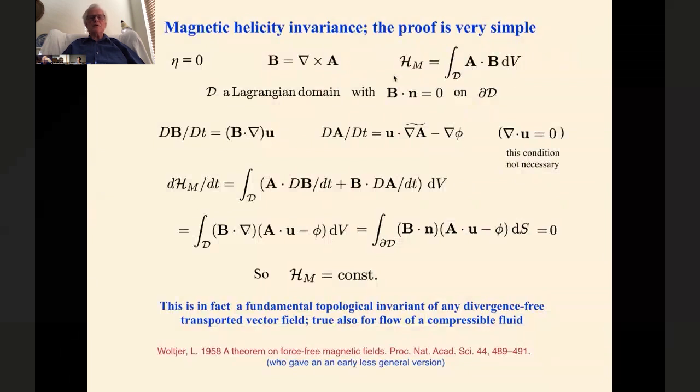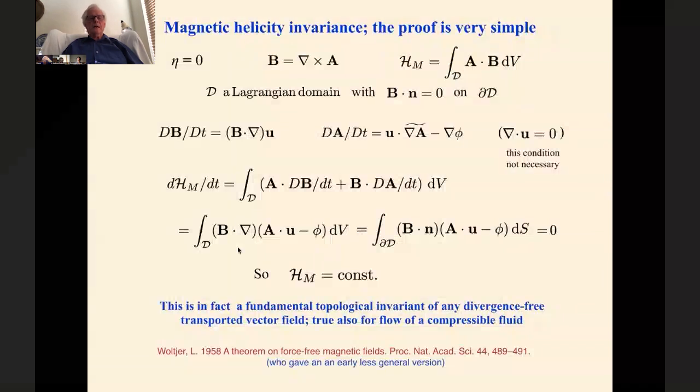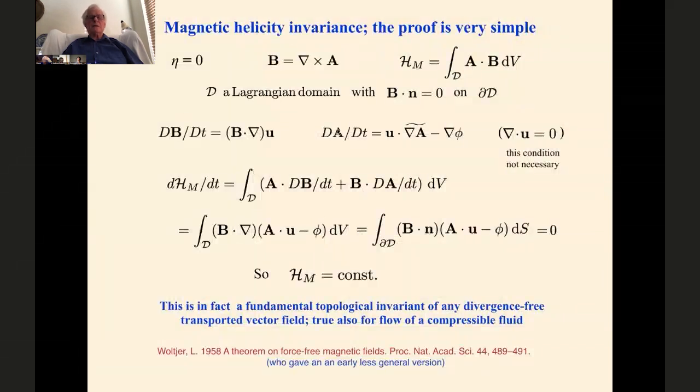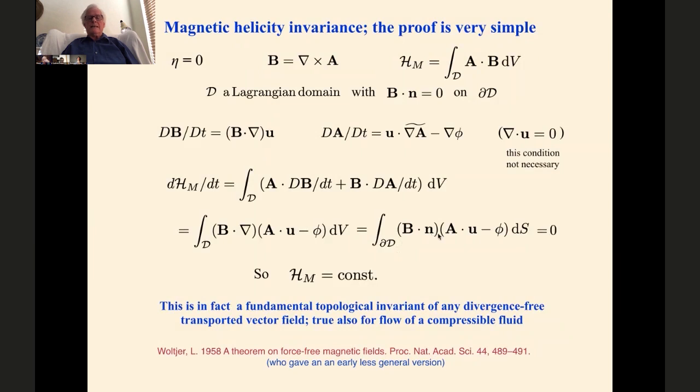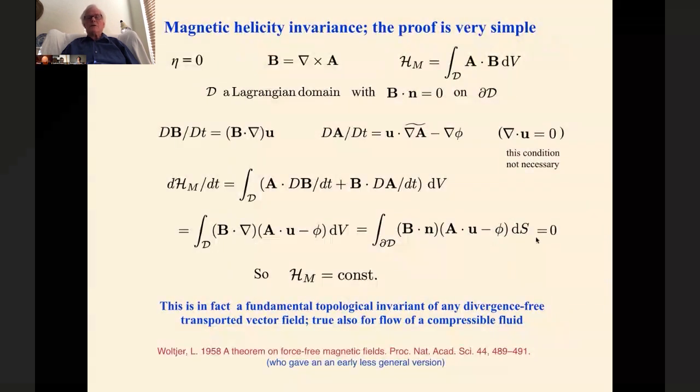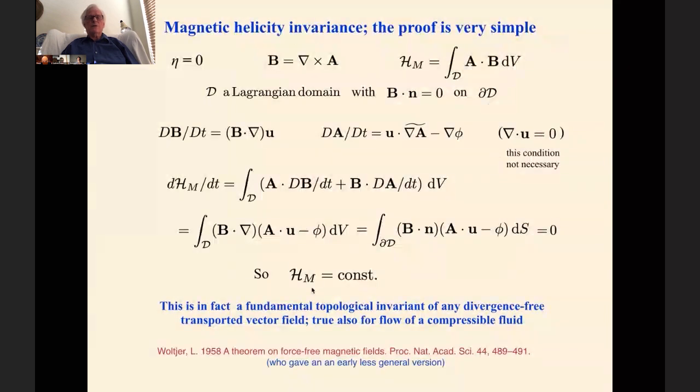The rate of change of this integral has two terms, A dot dB by dt and B dot dA by dt, and the volume element is conserved under this condition. So we can manipulate this using these two equations and turning it into an integral over the domain of this form, B dot grad of a scalar, and that is immediately transformed to a surface integral, B dot n times the same scalar, which is 0 by virtue of this condition on the surface. So H_M is indeed a constant.